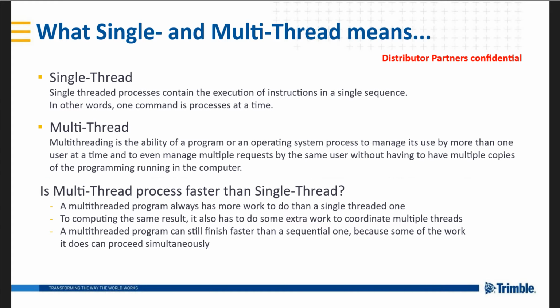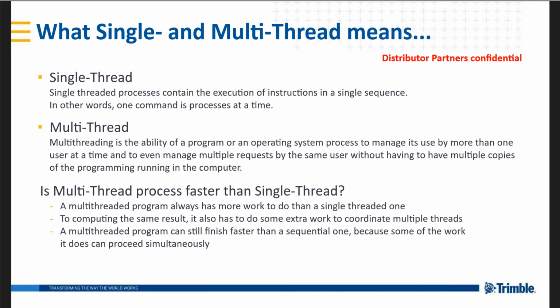So is the multi-thread process faster than a single thread? It might be a question from your side. A multi-threaded program always has more work to do than a single threaded one. And computing the same result, it also has to do some extra work to coordinate multi-threads. A multi-threaded program can still finish faster than a sequential one, of course, because some of the work is done simultaneously. So at the same time, it can be finished much faster.